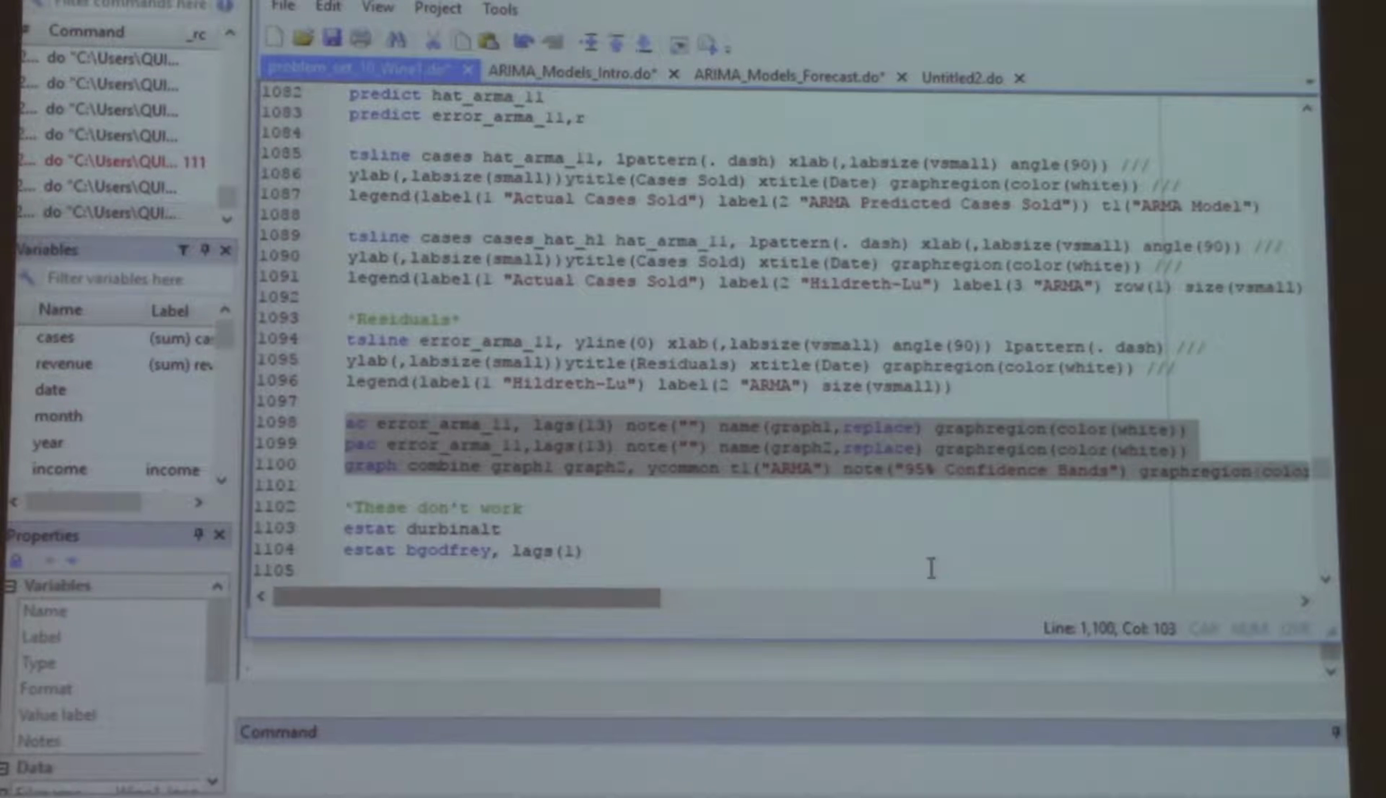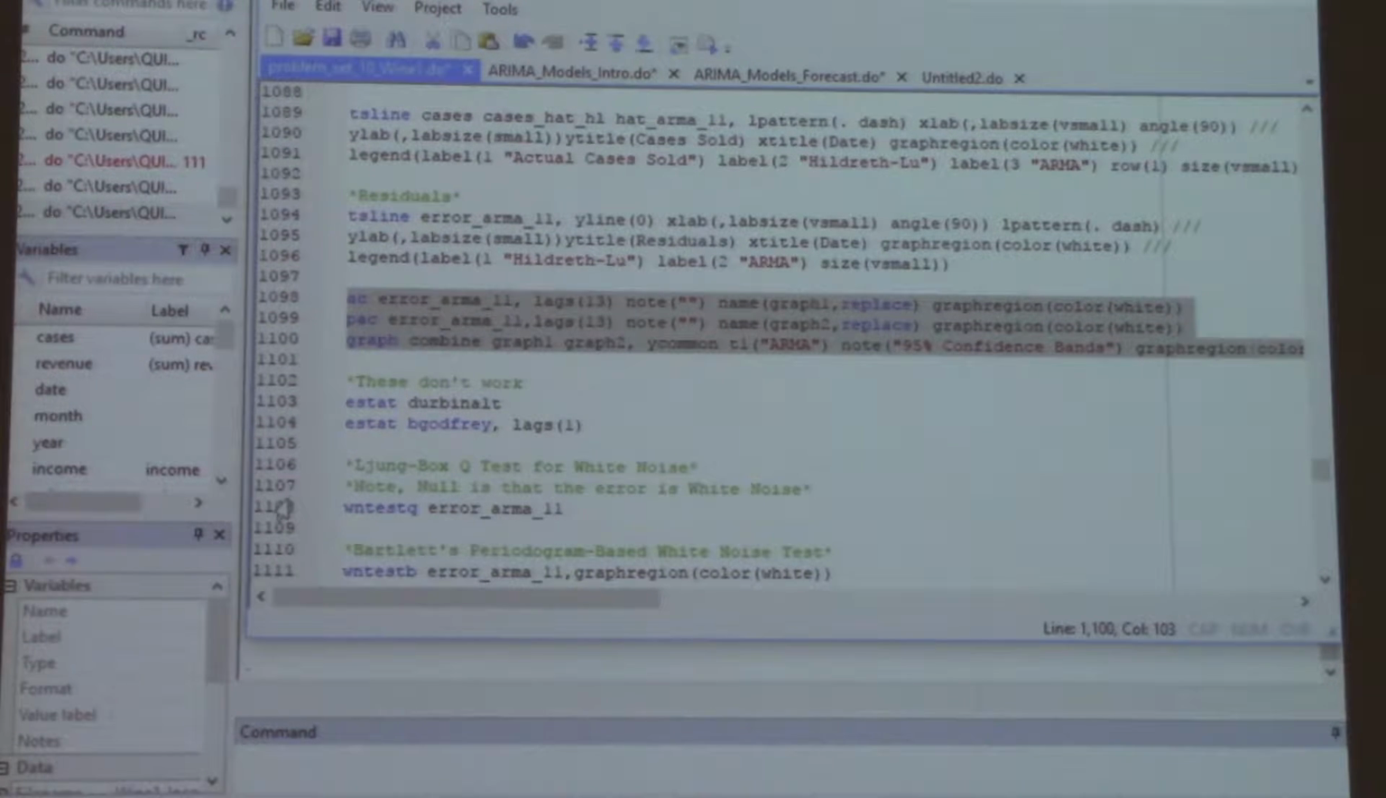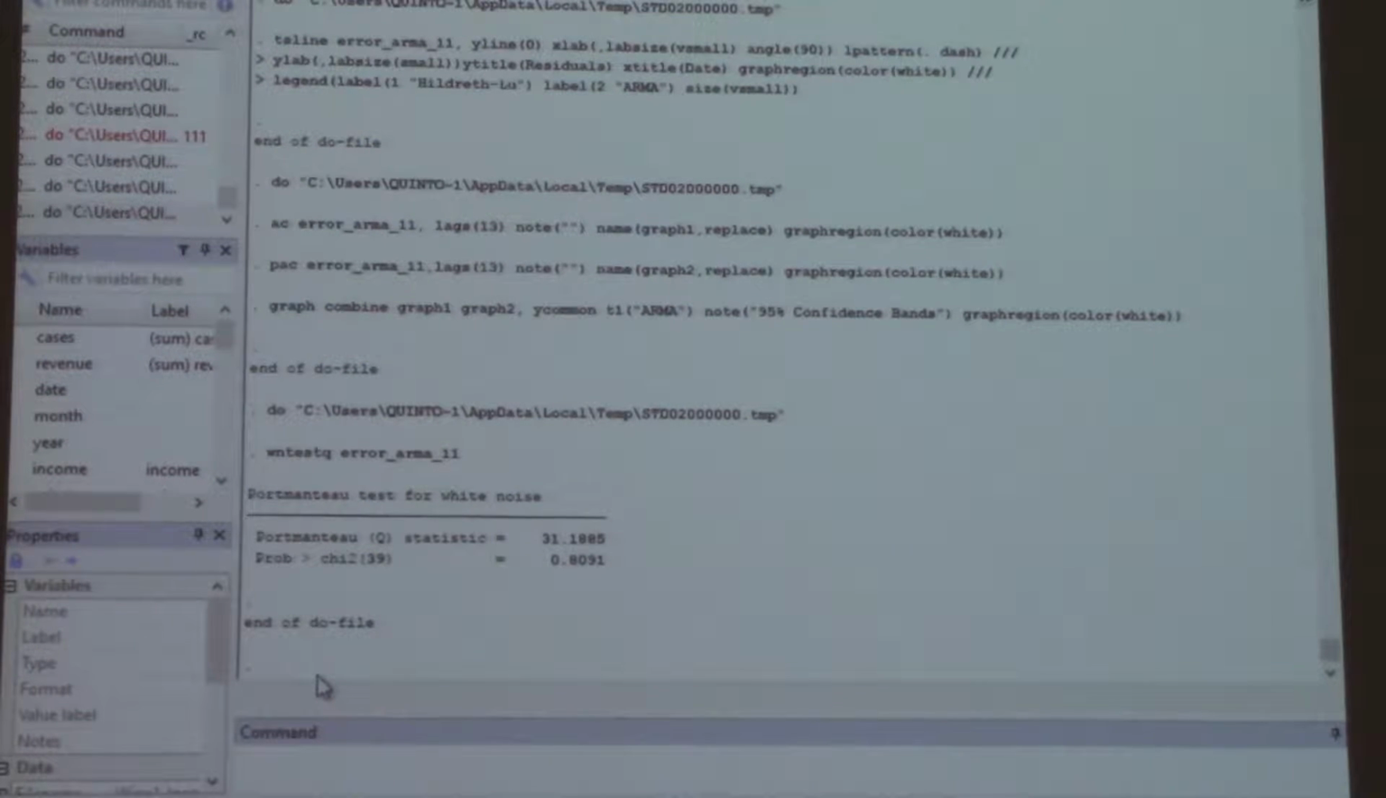Do I do an actual? Yeah. So I'm failing to reject white noise, which is good. It means that our model has effectively eliminated the serial correlation and ideally improved the fit as well as the predictions.